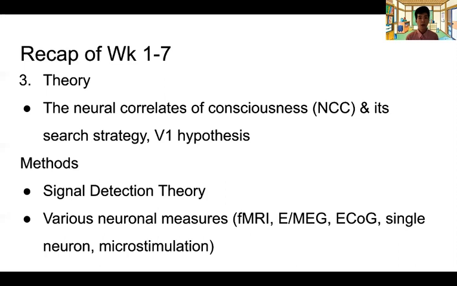And then I also briefly reviewed the various neuronal measures: functional magnetic resonance imaging, fMRI, electro- or magnetoencephalography, brain waves, and then electrocorticogram, that's the direct recording from the surface of the brain inside the skull. And then I also talked about single neuron recording and the microstimulation of brain areas last week in human patients. That's very important for consciousness research.